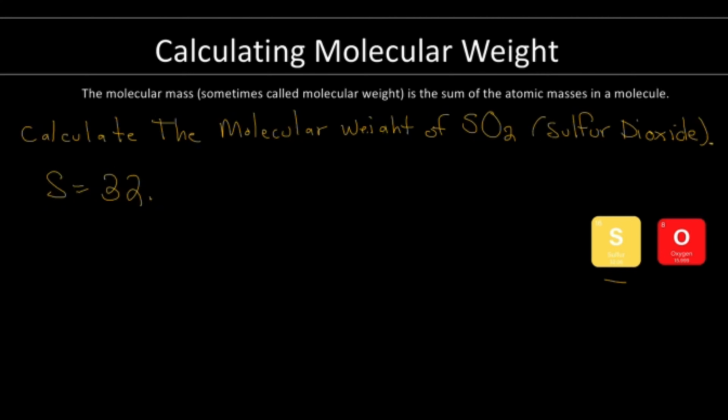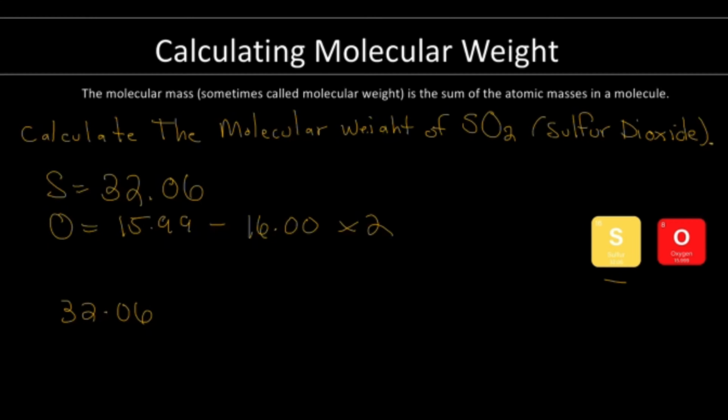And next we have oxygen. Now we have 2 atoms of oxygen, and oxygen atomic mass is 15.99. You can use that, or you can just round it up to 16. It depends on you. You should come up with the same answer, or just about. So we have 2 oxygen atoms, so we multiply that by 2. That is going to give us 32.00. And so we just add 32.06 plus 32.00, and that's going to give us 64.06 as the atomic mass for sulfur dioxide.